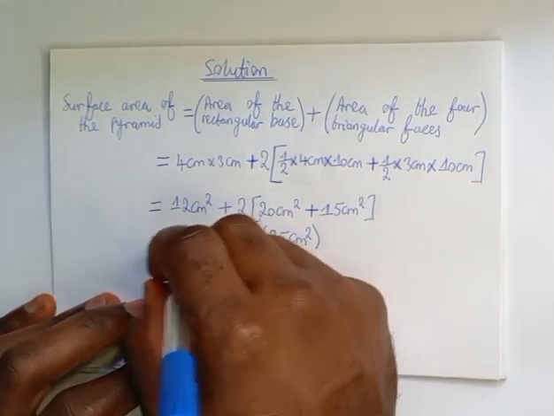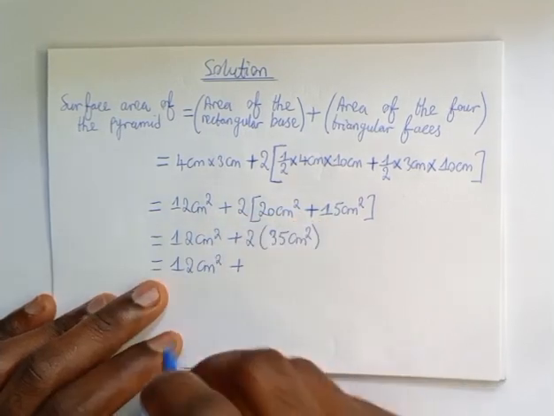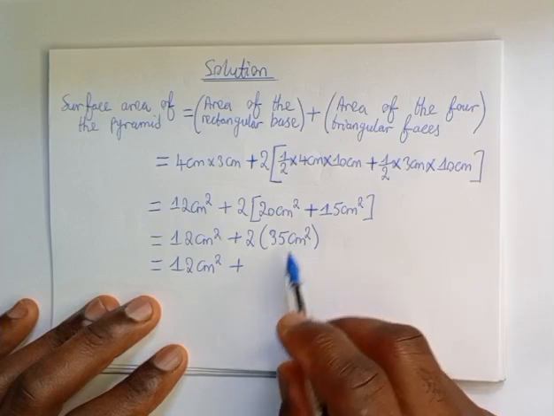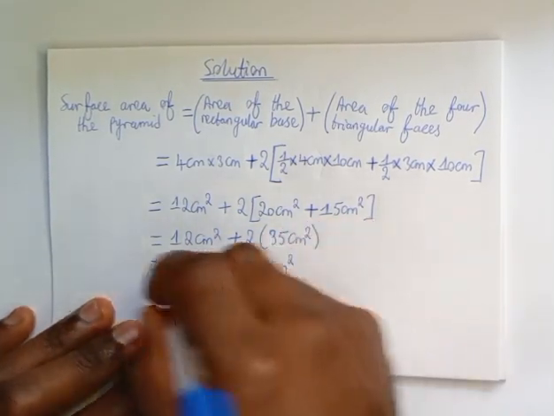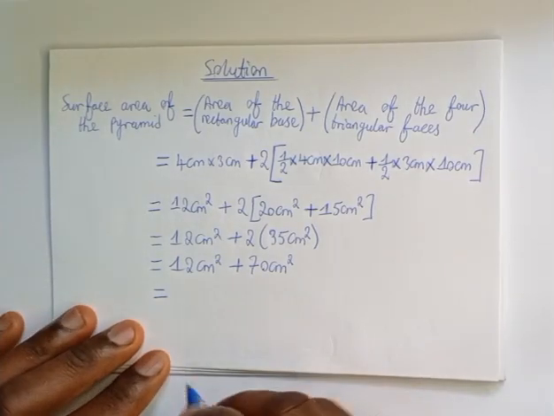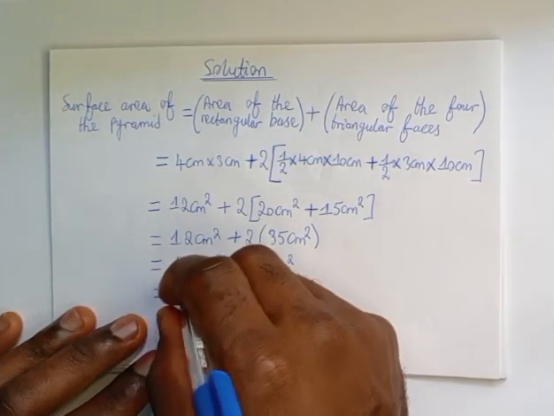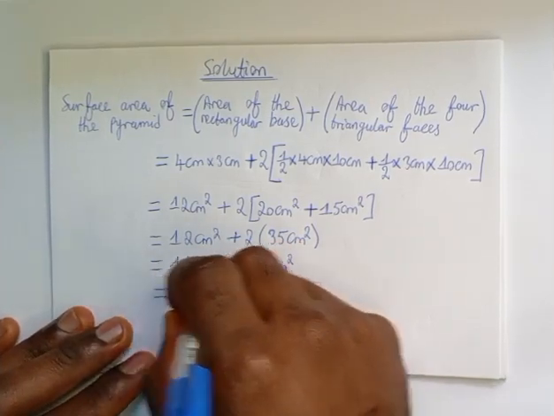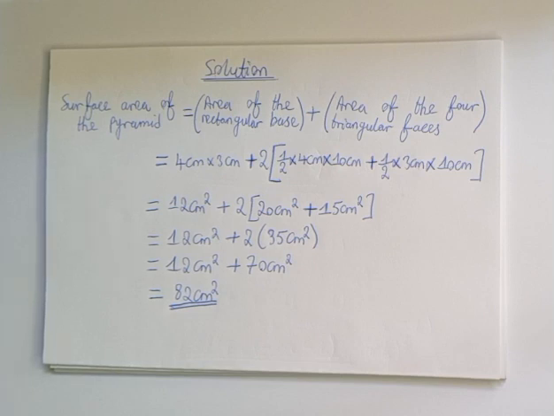This will be equal to 12 centimeters squared plus 2 times 35 centimeters squared gives us 70 centimeters squared. This will be equal to 12 centimeters squared plus 70 centimeters squared gives us 82 centimeters squared. This is the surface area of the pyramid.